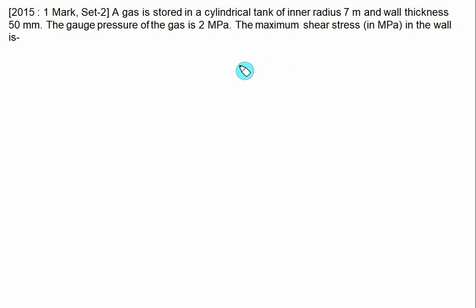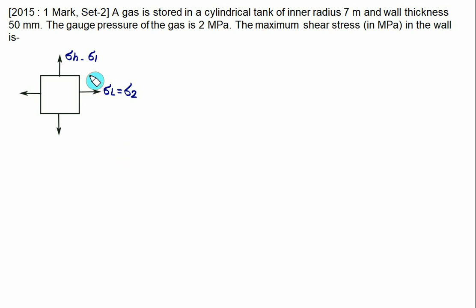So again we first have to calculate the hoop stress, then calculate the longitudinal stress, and the third stress you have to make equal to 0. Then you have to draw the Mohr circle corresponding to the maximum and the minimum value of the principal stresses. So this figure again represents the two-dimensional state of stress.